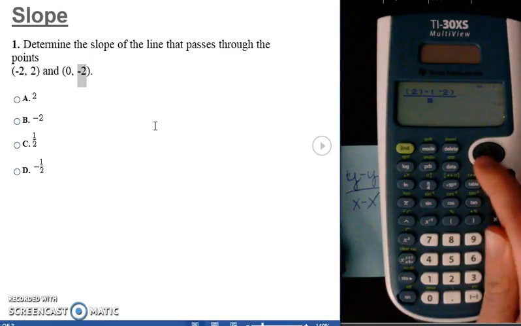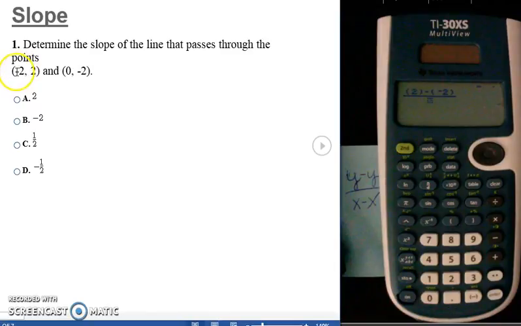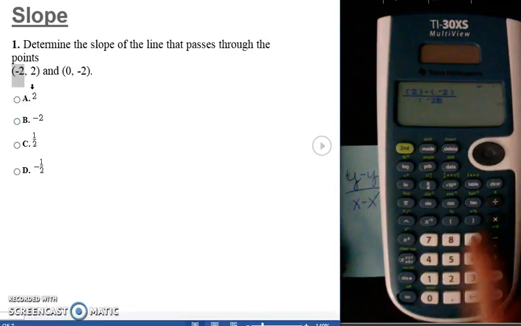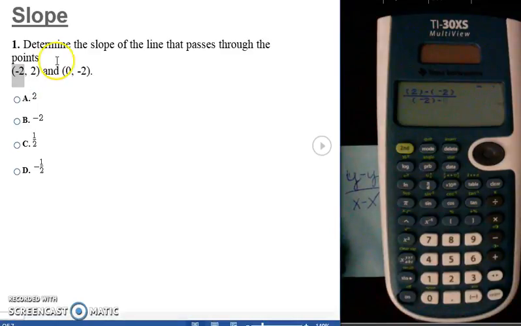So then I'm going to go to the bottom and do the same thing with my x values. I'm going to take my first x value, negative 2, and put that in parentheses on the bottom. And then that's going to be minus my second x value, which is 0, and I'm going to put that in parentheses on the bottom. And then I press enter, and there is my slope number, negative 2. So I know B is going to be my final answer.